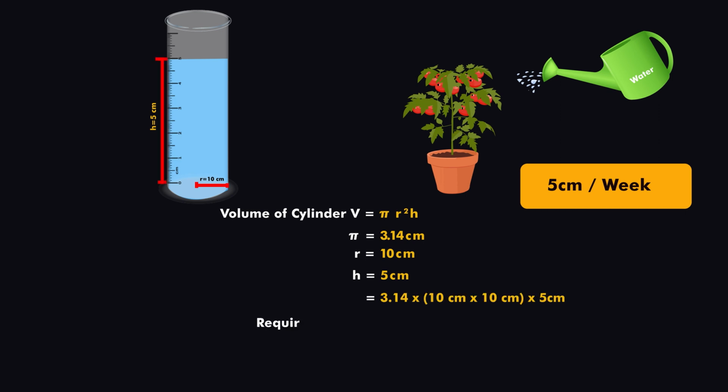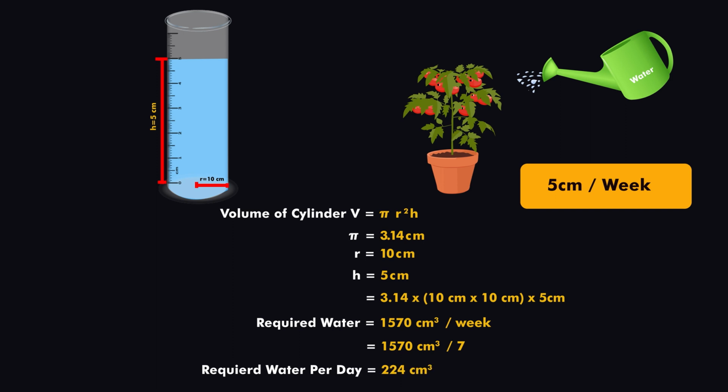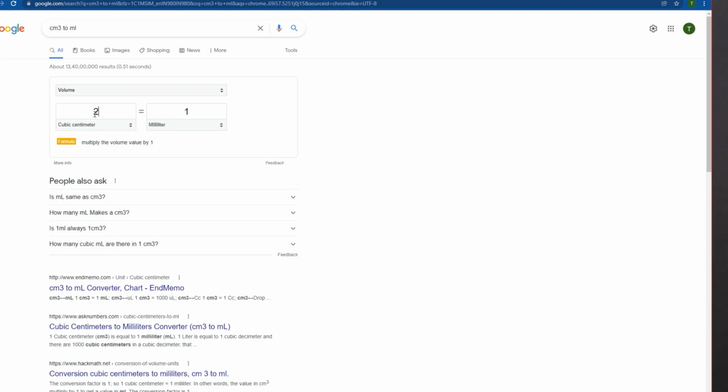Multiplying these values, we get 1570 centimeter cube, which means the tomato plant requires 1570 centimeter cube per week. Then for one day, the water required is 1570 divided by 7, that is about 224 centimeter cube per day. Now when we convert 224 centimeter cube to liters, we get 224 milliliters per day.